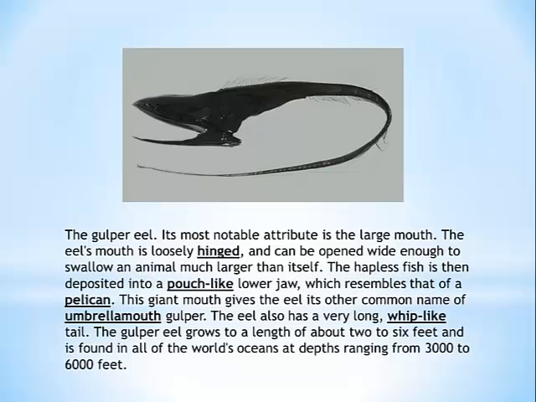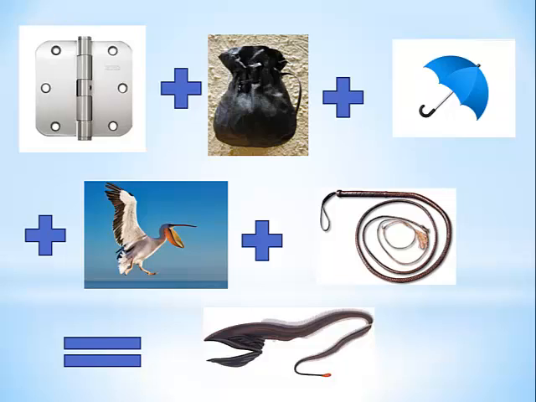Basically, this is what the description says: hinge plus pouch plus umbrella plus pelican plus whip equals gulper eel. And when you look at those pictures, although it seems a little silly, that really is a good description.